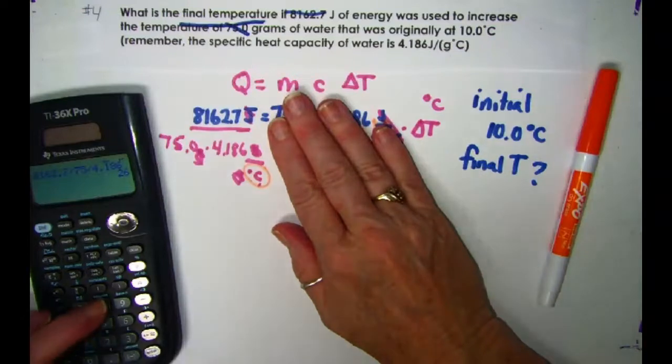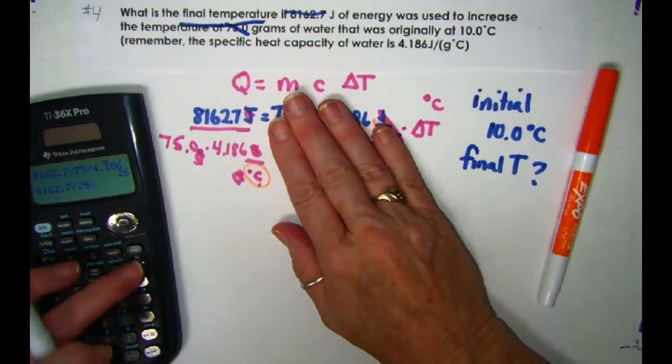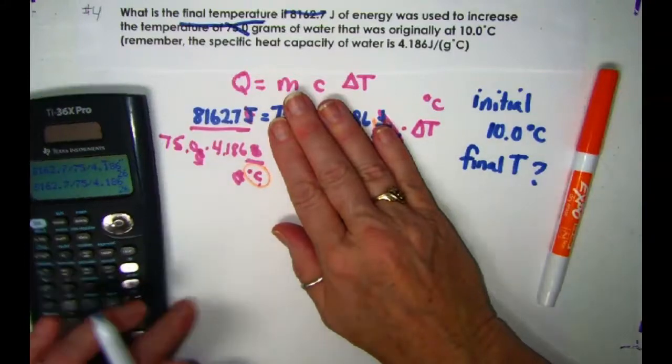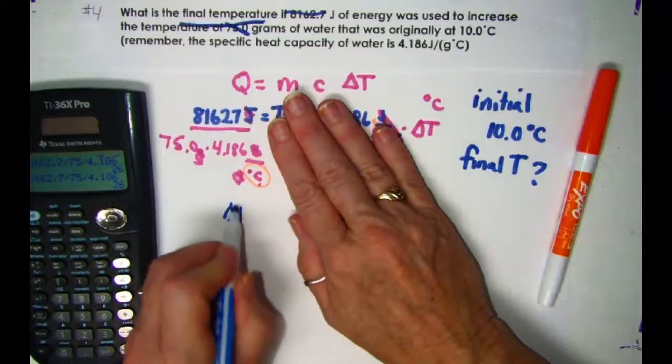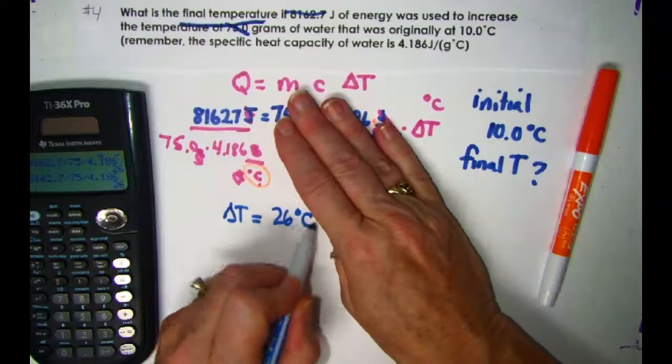And I'm going to say 8162.7. I already did it, so you can see that it is there, divided by 75, divided by 4.186. And I'm going to find that delta T is equal to 26 degrees Celsius.